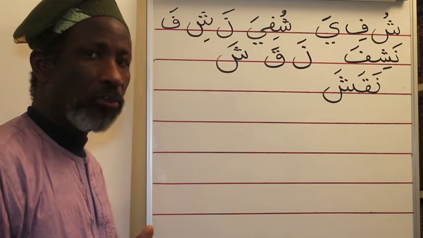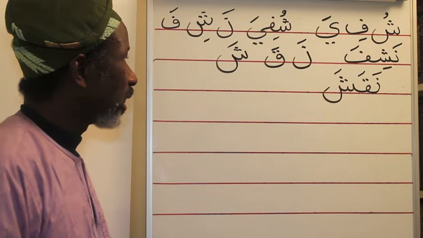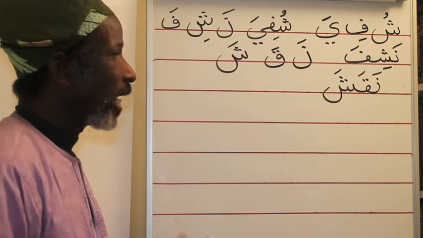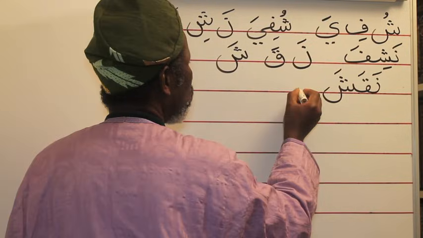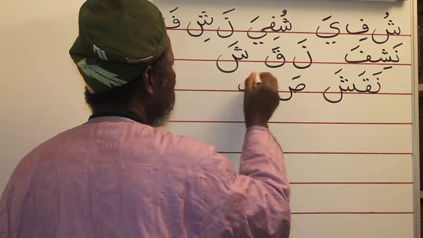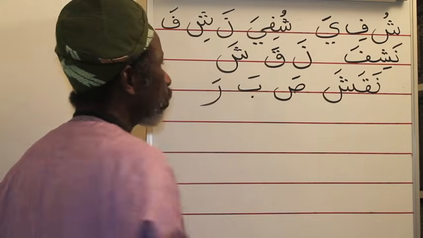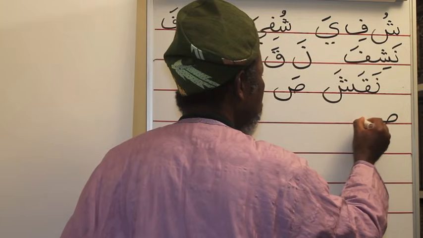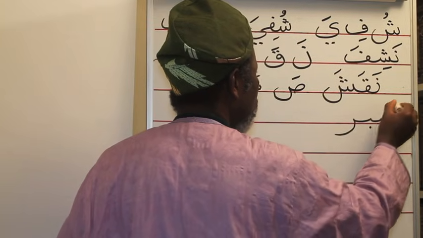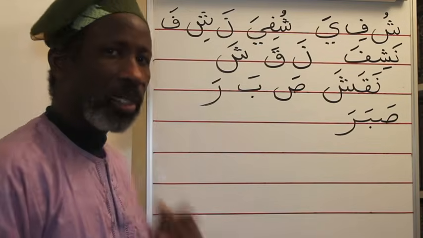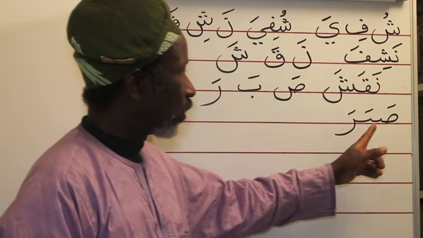Still on page 34, we start letter sod. So in the beginning, sobara. So, ba, ra. Sobara. Join. So, ba, ra. Here, let me call your attention to something of the sod.